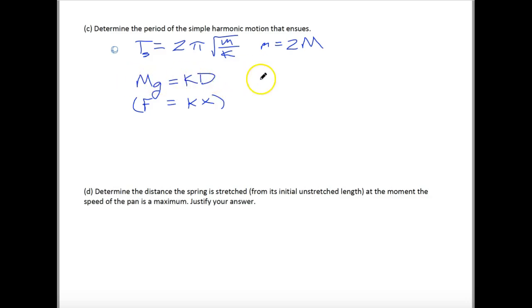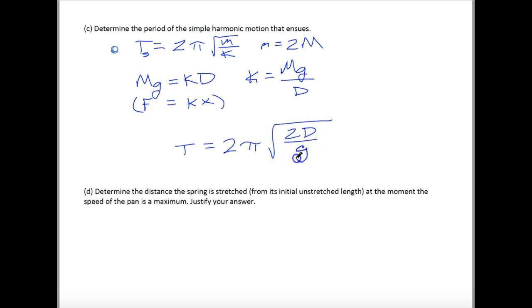And because we have this now, we can solve for k. So k is equal to big M times g all over that displacement. And now we're going to substitute everything in. So notice now we've got T is equal to 2 pi times the square root of 2d over g. And so that is worth 4 points.